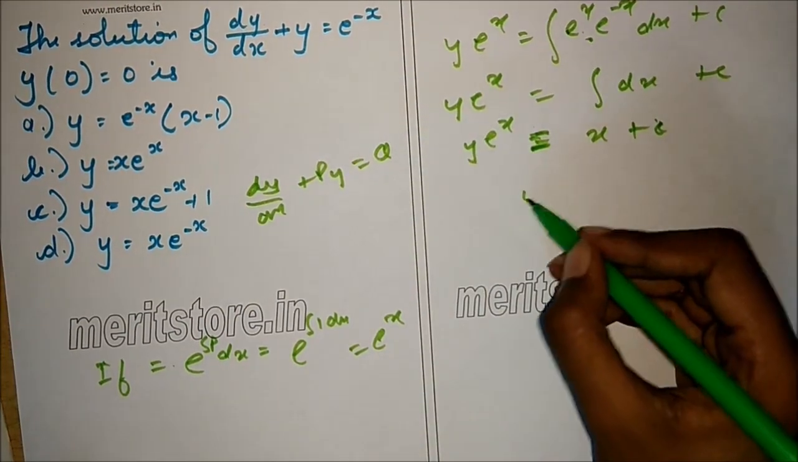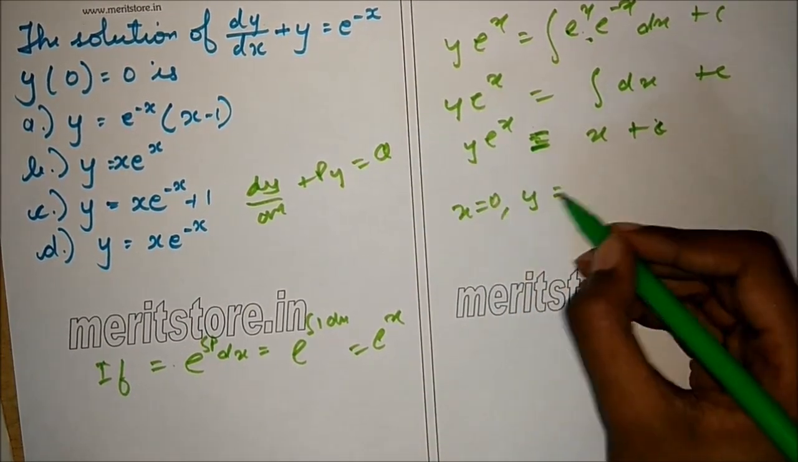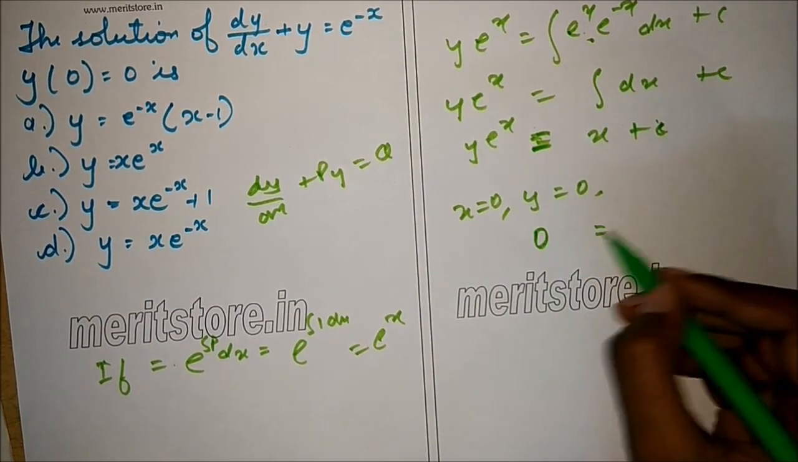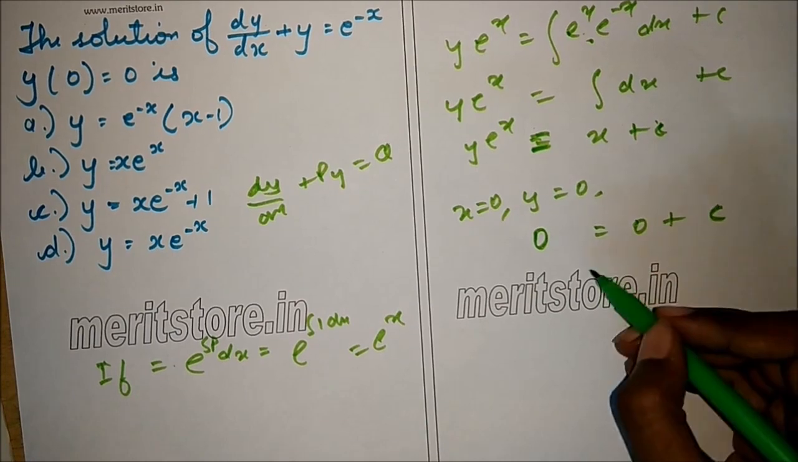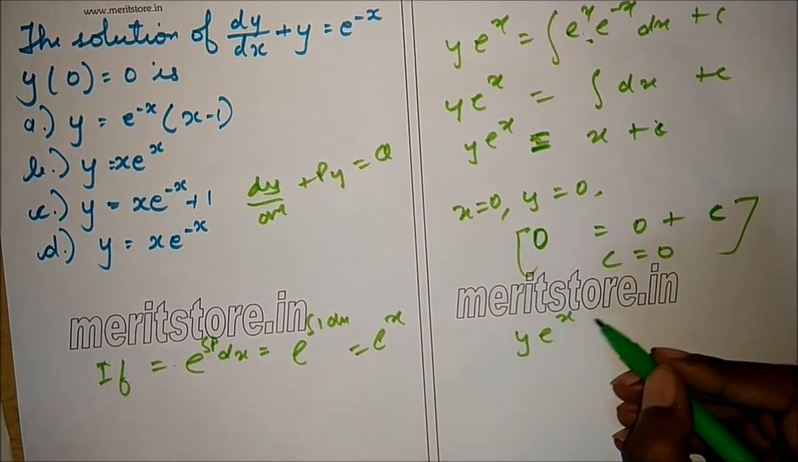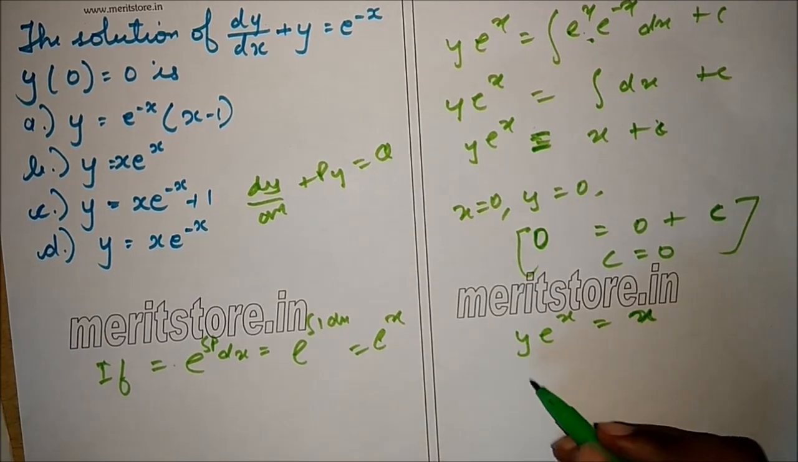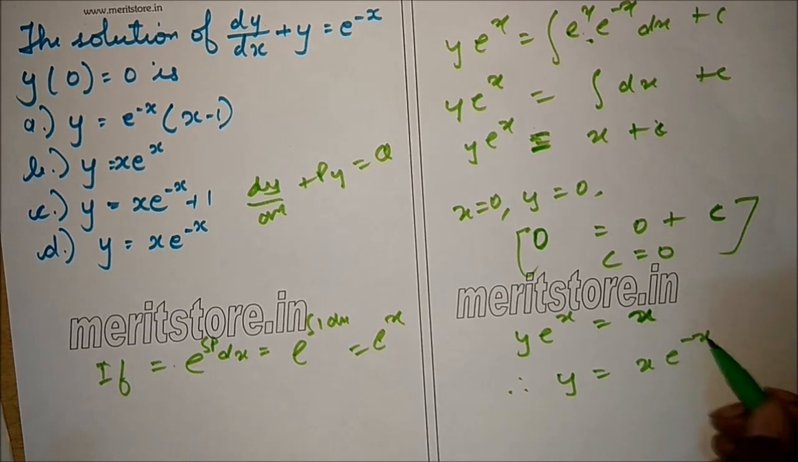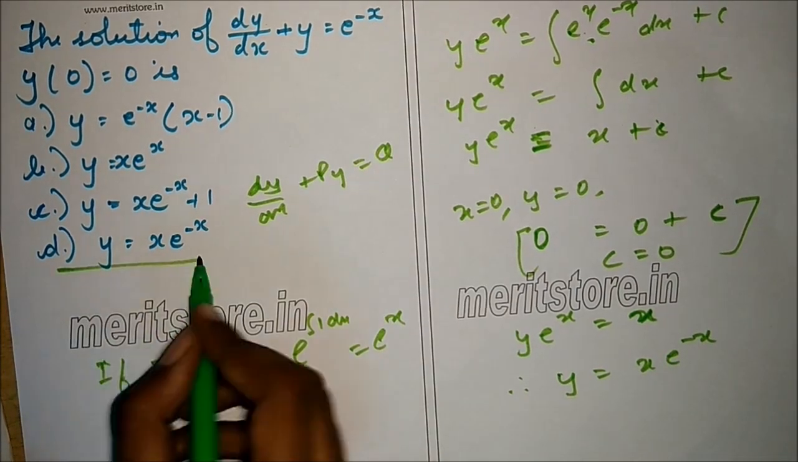So what is given is when x is 0, y is 0. So we substitute the values. So 0 equals 0 plus c. So c will be 0. So the final solution is y e raised to x is equal to x. So therefore y will be equal to x e raised to minus x, which is option D.